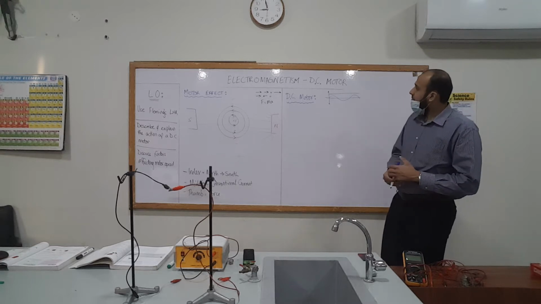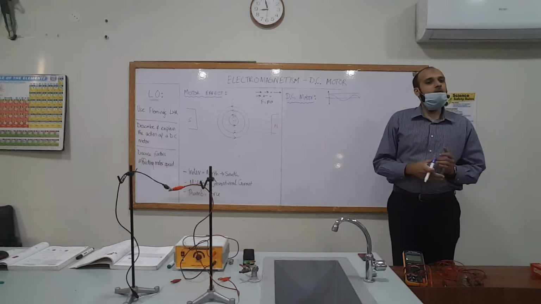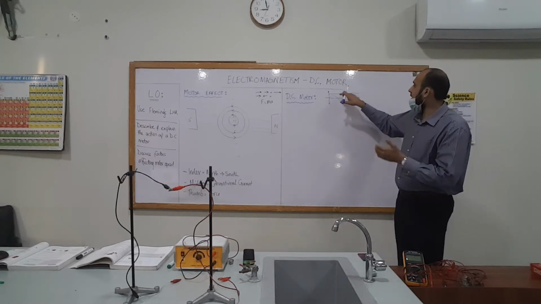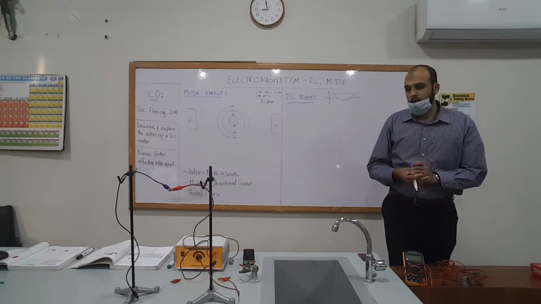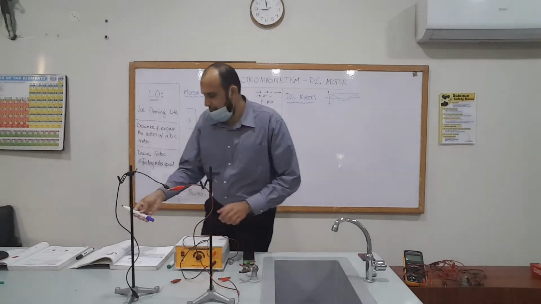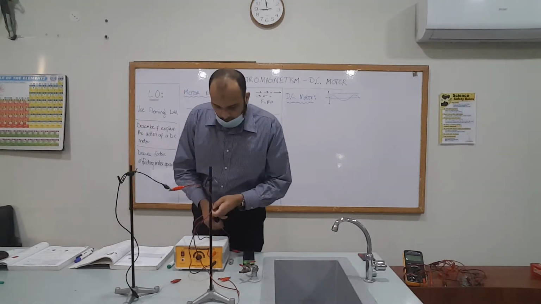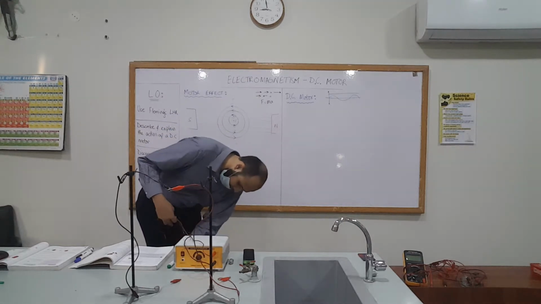So a DC motor works using a direct current. Okay? A single constant unidirectional flow of electrical current. Over here I've got a DC motor which I'll just plug up to show how it works.